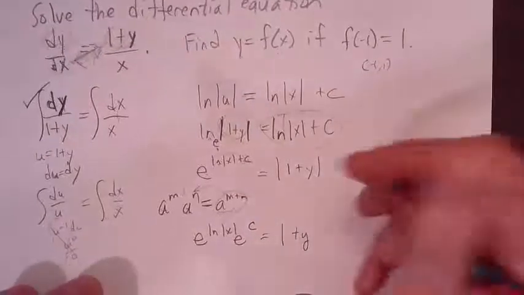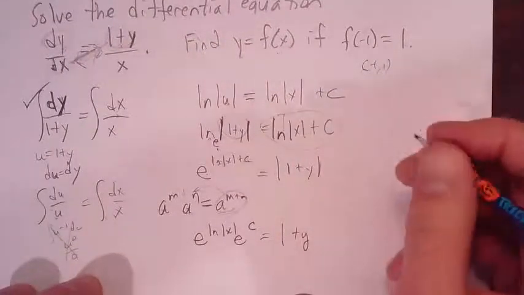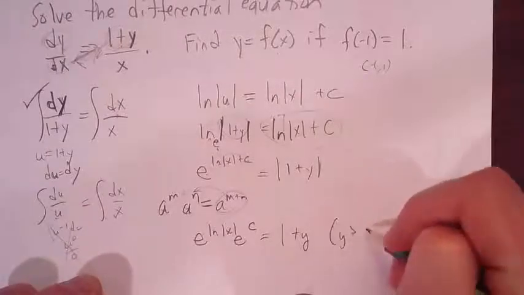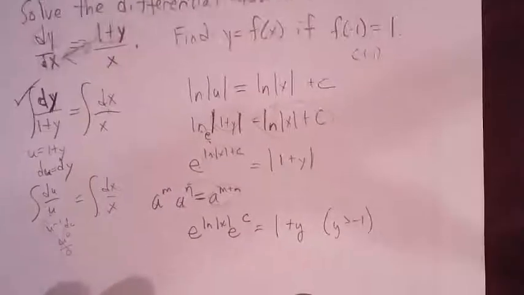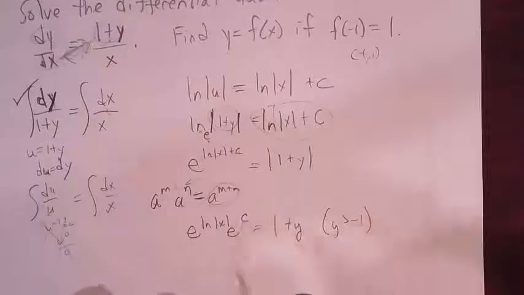I'm going to cheat a little bit here. These absolute value bars are not going to help me isolate the y. So I'm just going to say this is true for y being greater than -1. And that'll keep this quantity positive and therefore make the absolute value bars irrelevant.